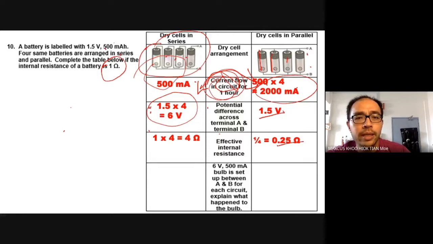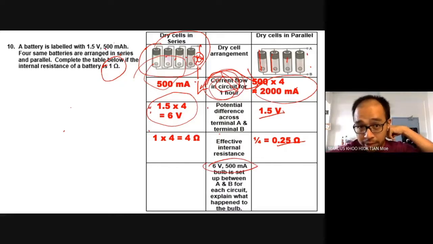There will be less effective total resistance. Okay, so a 6 volt 500 milliamp bulb is set up between A and B. So if we put a bulb over here, which has 6 volts and 500 milliamps, explain what will happen to the bulb.